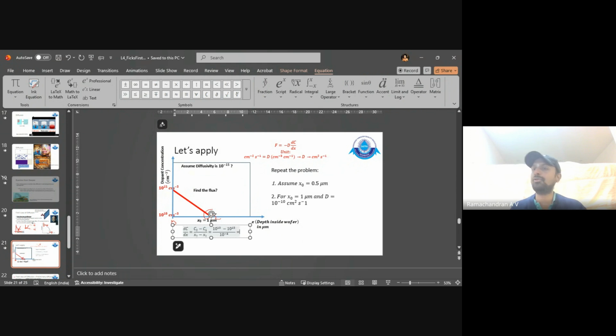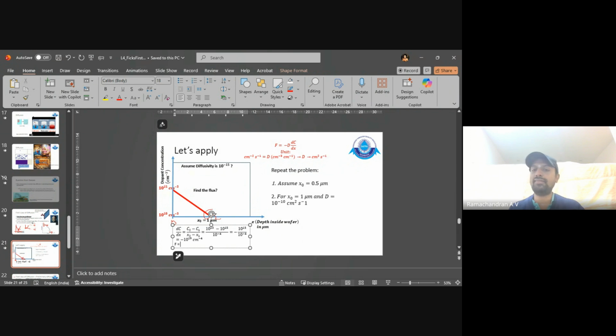So what you will get here is the numerator is again just 10 power 15 only. You can check in the calculator also. It does not make much difference because 10 power 10 is a very small number. So you'll be getting minus 10 power 19. The unit is centimeter power minus 4.